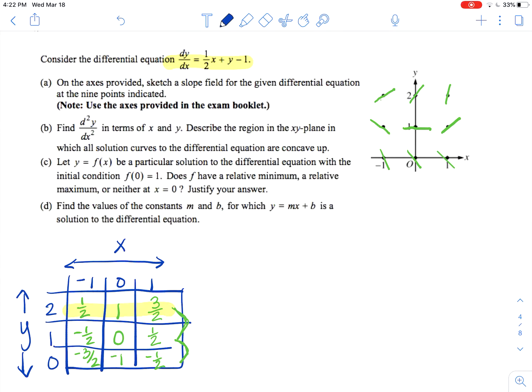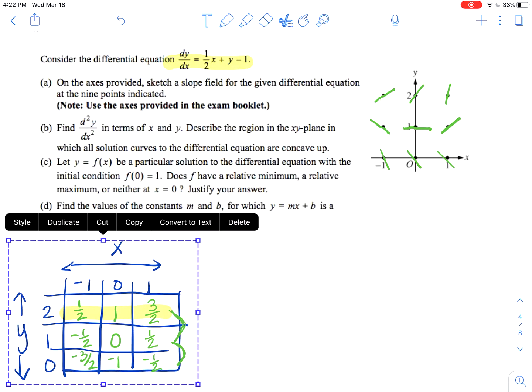So I have an idea of what my solution would look like, especially because this is a non-separable differential equation, so I won't be able to solve this the way that we were solving the previous ones. That means this question is more about analysis that I'm done after, as opposed to working backwards to the actual original particular solution. Okay, so I'm going to get rid of this now, so I have a little bit more space.